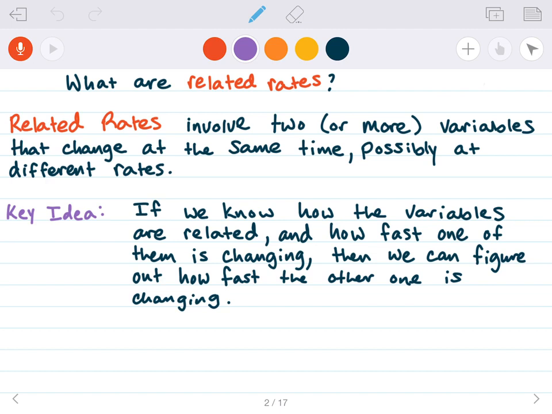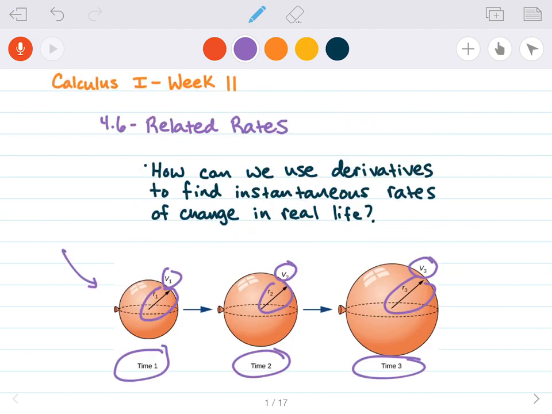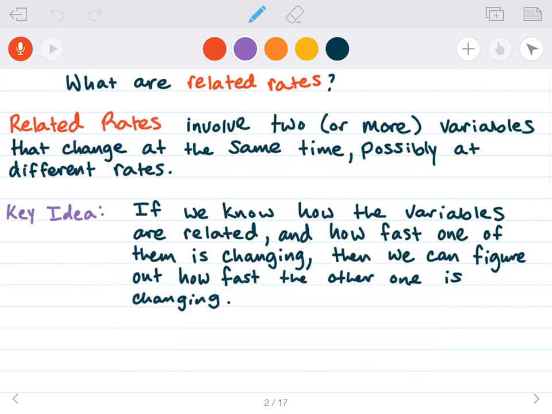For example, in this balloon problem, if I knew that the radius was changing at, let's say, 1 centimeter per second, and if I knew that the radius was 8 centimeters, from that information I could figure out how fast the volume is changing. And of course, the volume given the radius.